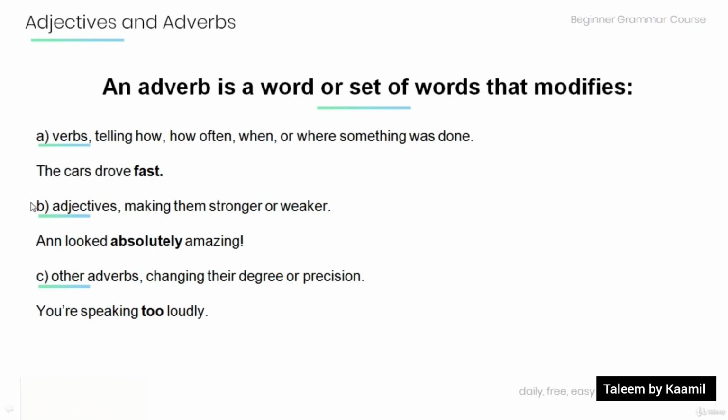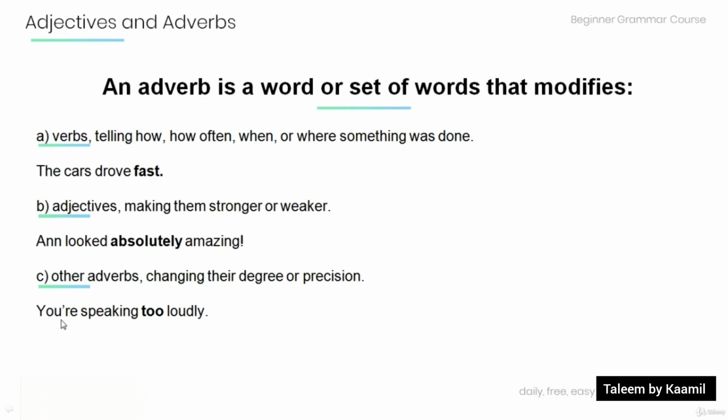B, an adverb is also used to modify adjectives, making them stronger or weaker. Have a look at the example below. Anne looked absolutely amazing. The adverb absolutely modifies or describes the adjective amazing. How amazing? C, an adverb is used to modify other adverbs, changing their degree or precision.